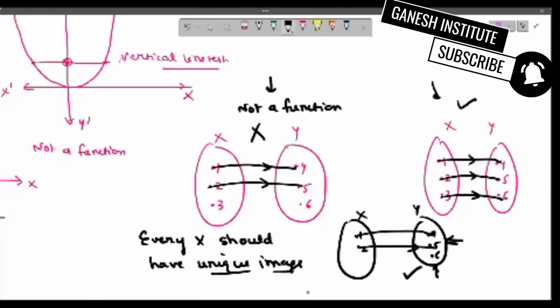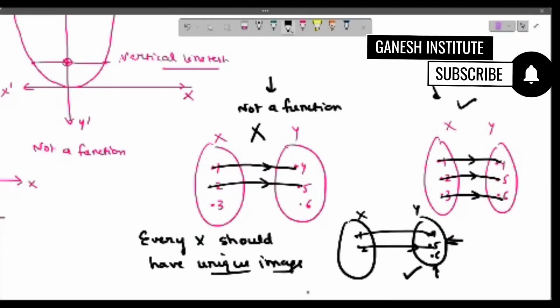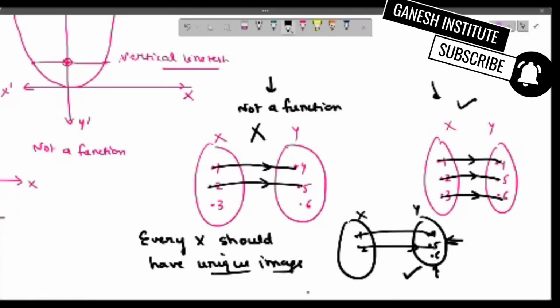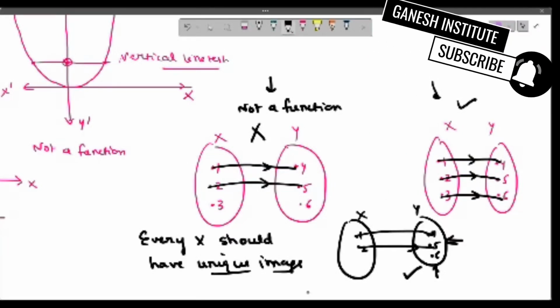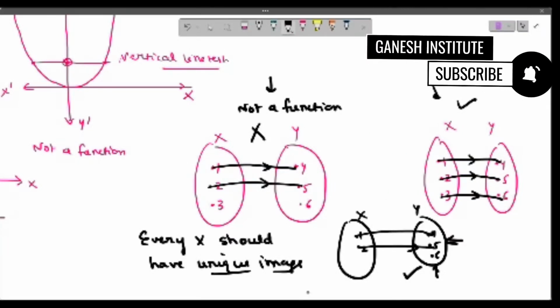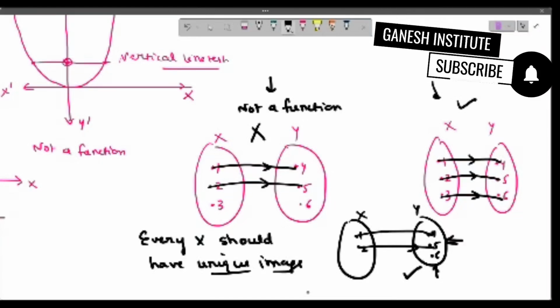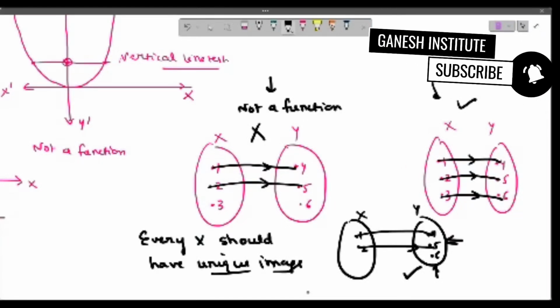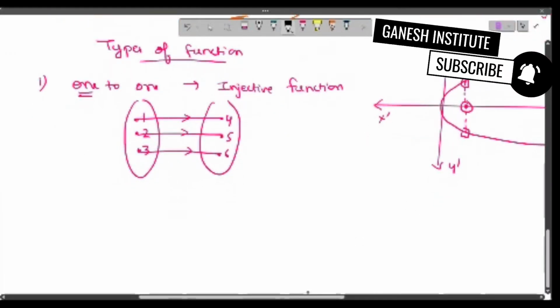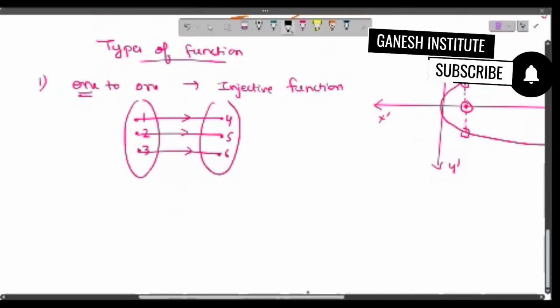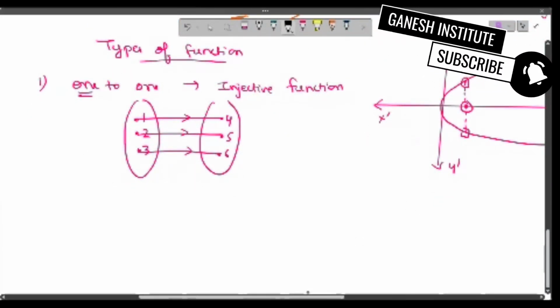However, you can leave y. That is fine. So y can be left out because codomain and range can be different. But the domain has to be the same. The x component has to be the domain. Now come to this. So I have a one-to-one function, which is an injective function.